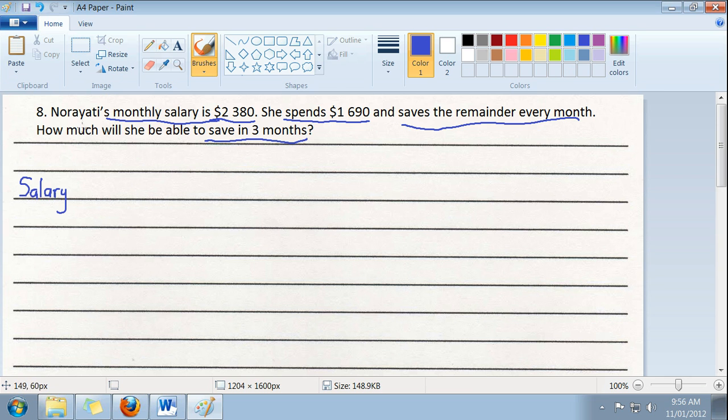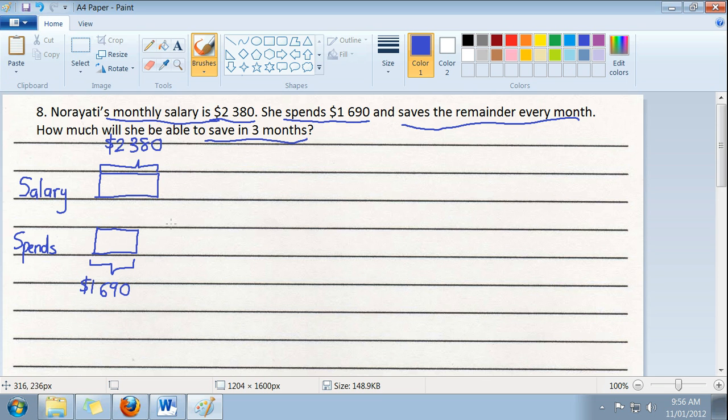This is how much Norayati gets in 1 month. She gets 2,380. Okay? Now this is how much she spends. Now since 1,690 is smaller than 2,380, the bar I draw here will naturally be shorter. So she spends 1,690. And it says she saves the remainder every month. How much will she be able to save in 3 months?